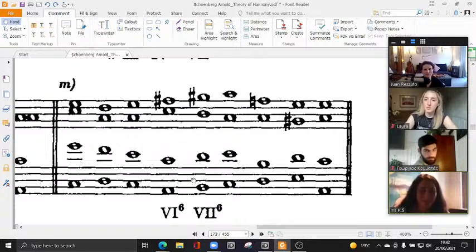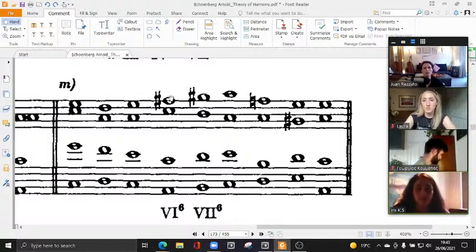Okay, fantastic. So it's another diminished. This is kind of the proper diminished leading tone. Yes. But that's why both of them are in inversion. Remember, diminished, always inversion. Yes, basically. Yeah, good.